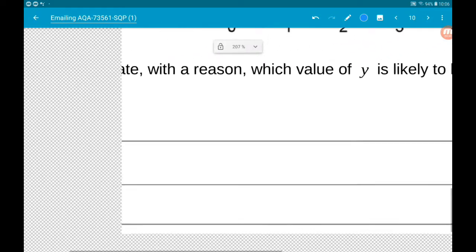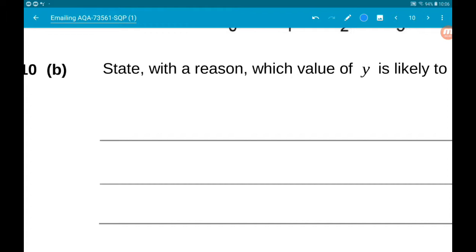So we could say, I'm not going to write it, we could say the point for 1100 is an outlier. It doesn't fit on the straight line that the other points do. Anything along those lines and we'd be fine.